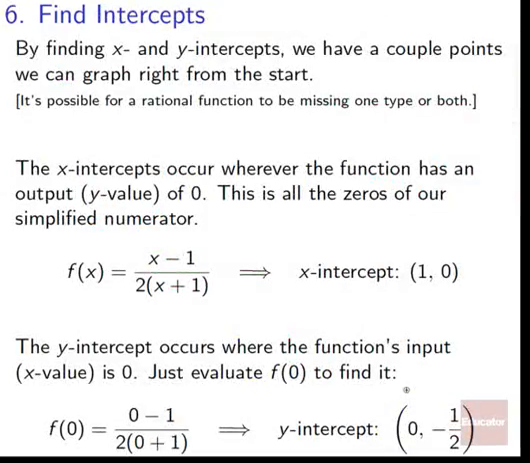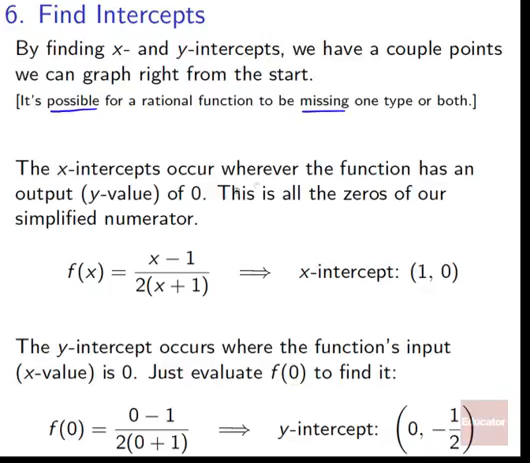Sixth step, find the intercepts. By finding the x and y intercepts, we've got a couple points on the graph to start with. Now, it is possible for a rational function to be missing one type or both. It's possible that these things won't be there because the location of our y-intercept, x = 0, could be a forbidden location, right? And all the places where we cross over, it could either not cross the x-axis at all, or the locations where it would cross the x-axis are actually disappeared holes in our graph, so they aren't technically intercepts. So it is possible to be missing these things. But if we have them there, they're nice and they're not that hard to find.